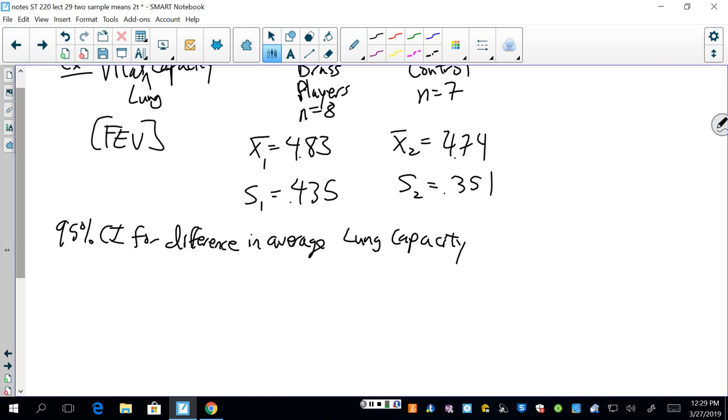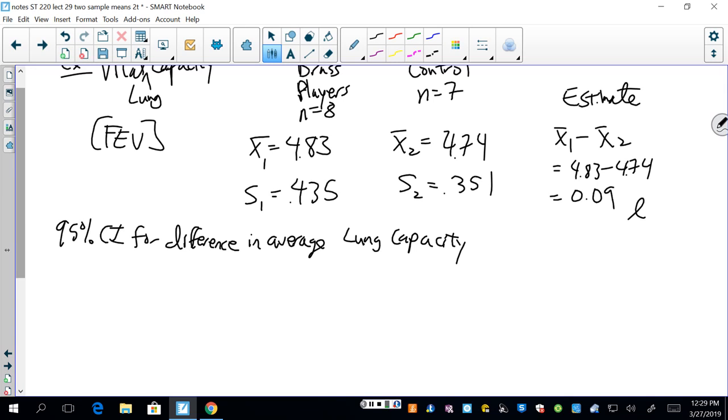So our estimate, X bar 1 minus X bar 2, 4.83 minus 4.74, if this is liters of air, does not look like a whole big difference. Now, of course, a small difference on any scale, if you have big enough sample sizes, small enough standard deviations, might still be a significant difference. Statistically significant can be different than the practical significance of things.